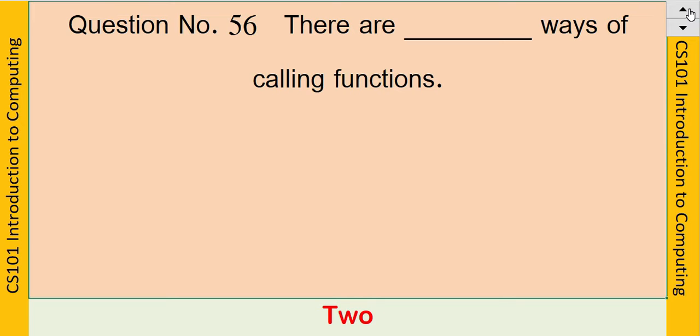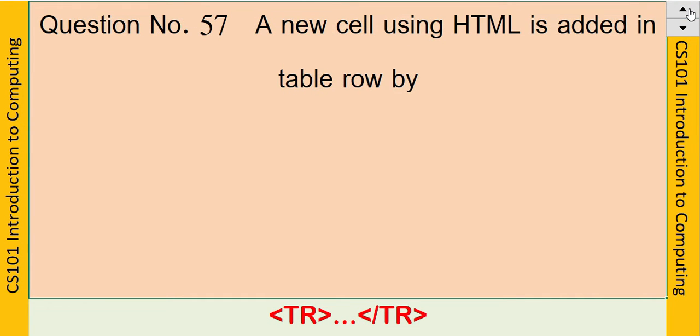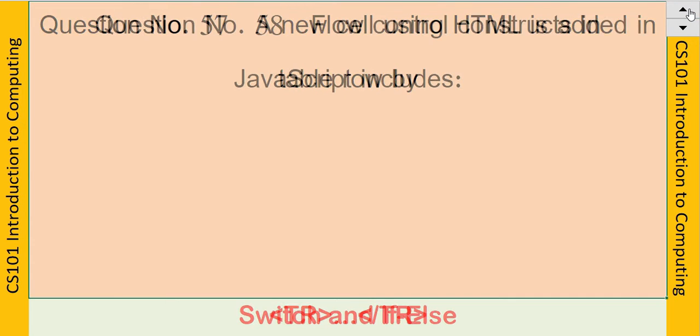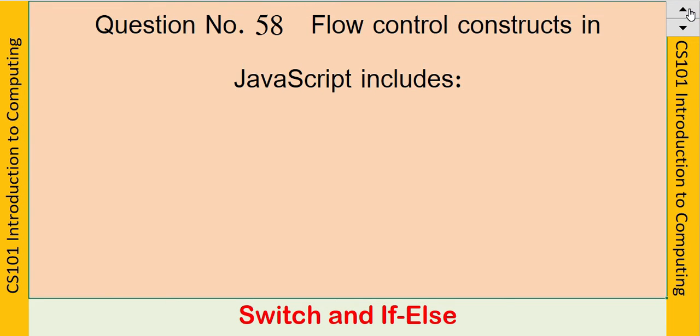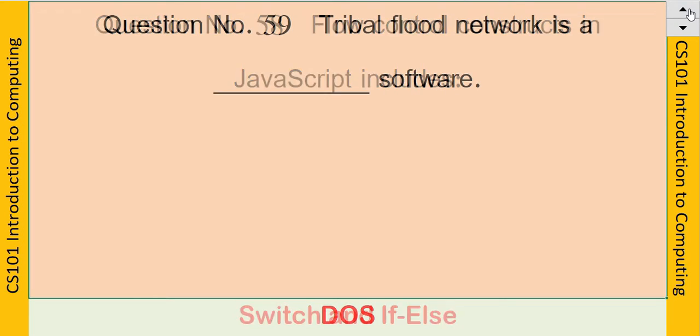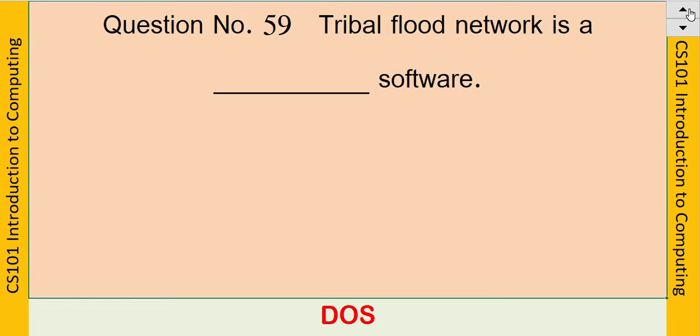There are two ways of calling functions. A new cell using HTML is added in a table row by the tr tag. Flow control constructs in JavaScript include switch and if else. Tribal flood network is a DOS software.